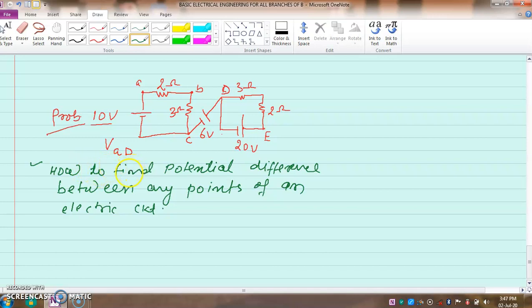I will give you an idea, and you will be able to find the potential difference between any 2 points of the circuit. Here you see the voltage given is 10 volt here, 6 volt here, 20 volt here. So I am going to apply a general rule for how to find the potential difference between any 2 points. Here my task is to find the potential difference between A and D. So let us start. So this is here 10 volts.